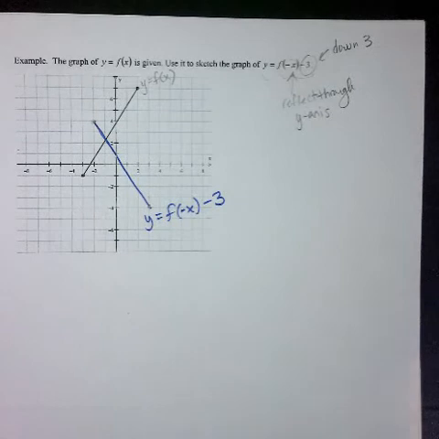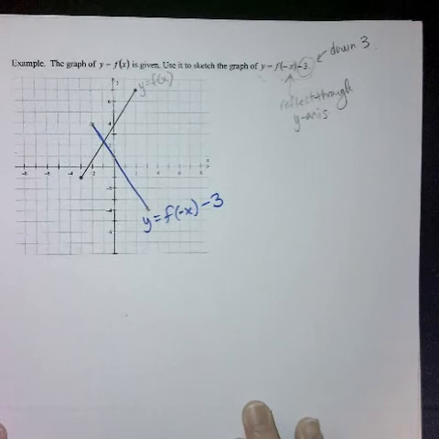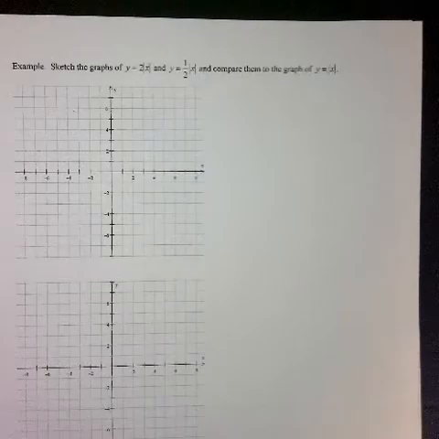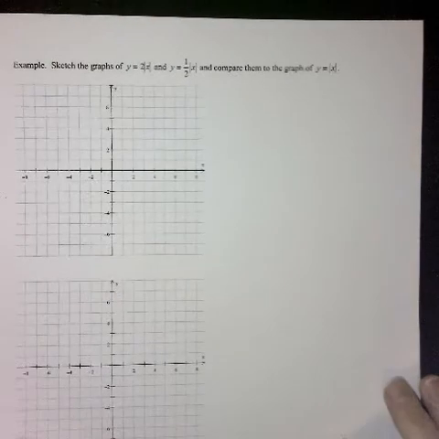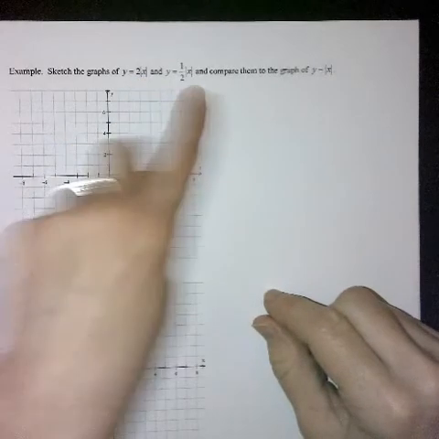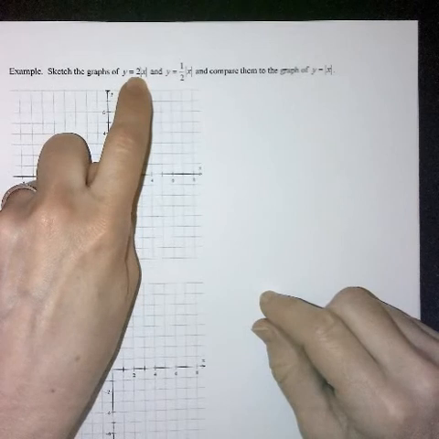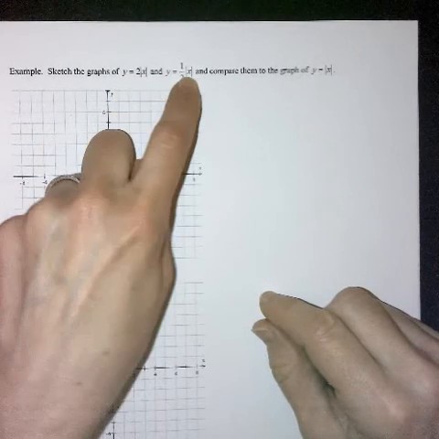Okay, let's look at the next set of transformations. We want to sketch the graphs of, so we're back to the absolute value function compared to absolute value of x. This time we have a 2 out front, multiplied times absolute x, and then a 1/2. So what are those going to do? All right, so let's start with our original.